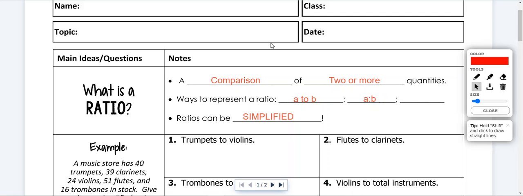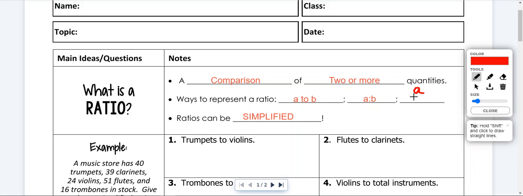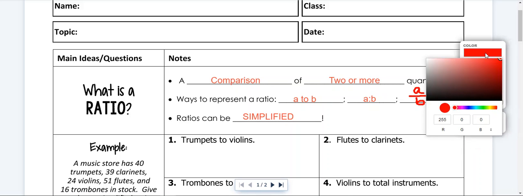And usually that comparison is done by division. The ways that we represent a ratio are A to B, using the word TO, A:B, using the letters and the colon, and then A to B using a fraction, such as A over B. Okay? Ratios can be simplified. And this is important for more than one reason.